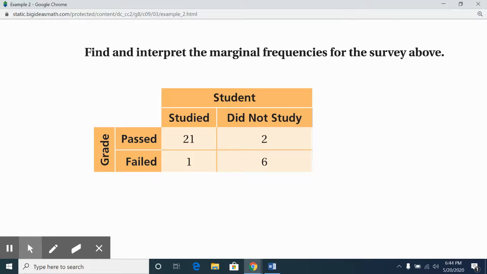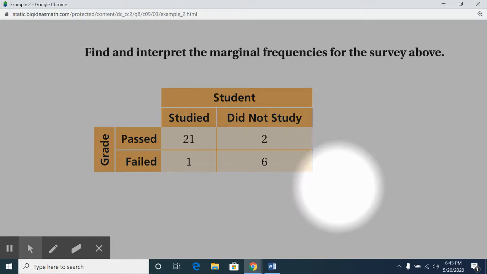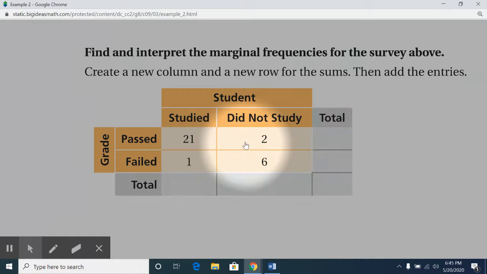All right. So example 2 is saying to find and interpret the marginal frequencies for the survey, which is really below here. All right. So again, let's find the marginal frequencies. The marginal frequencies will be the sums of the columns and the rows, okay? And then the total amount of students who were surveyed. All right, so let's look at what that means, okay?